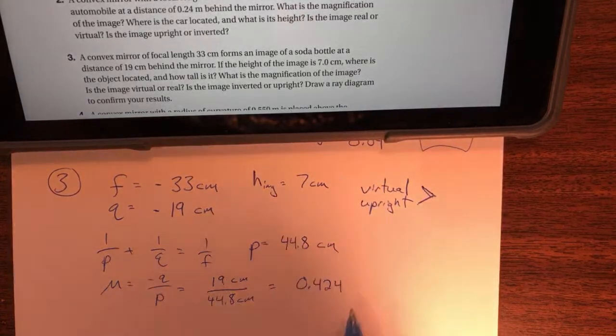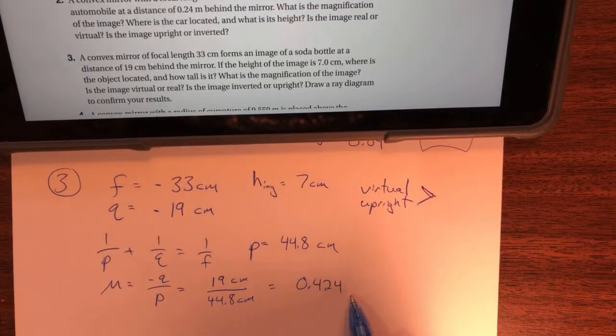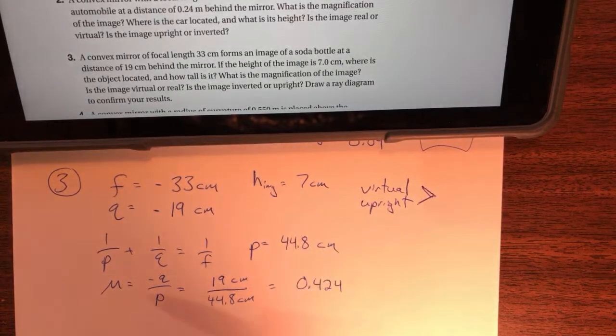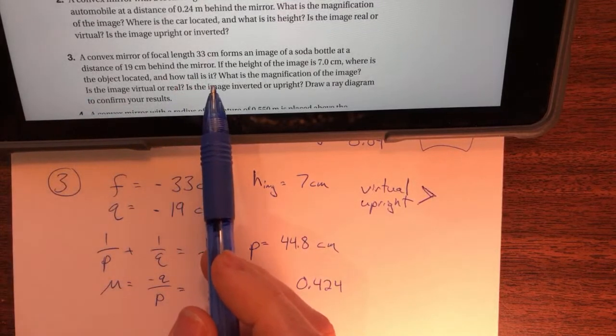0.424. Okay, and that number is unitless. Don't give magnification any units. That would be incorrect. And then if we have an image height, we can now calculate, I think it asks us how tall it is.